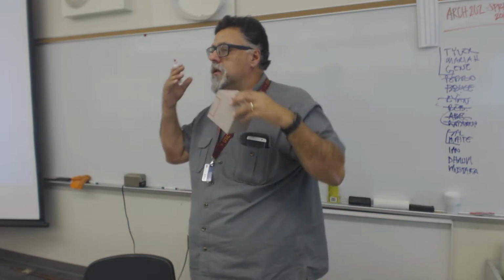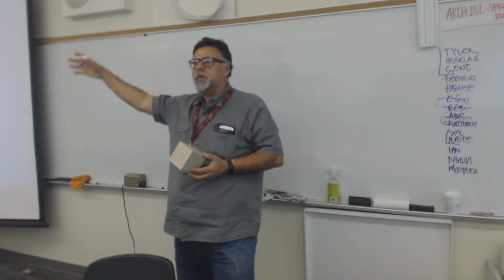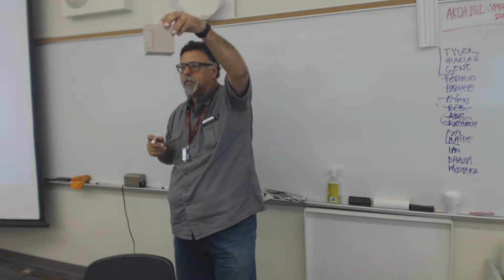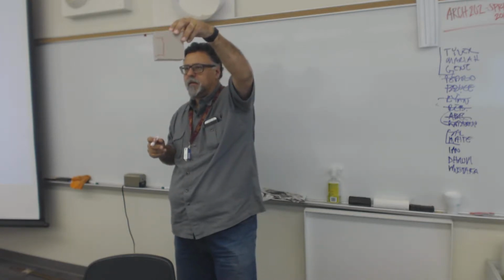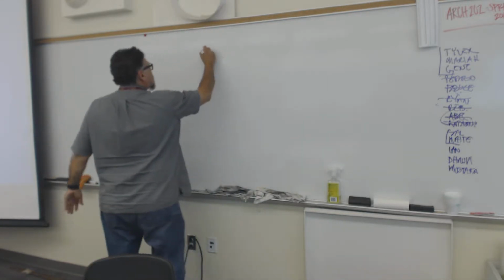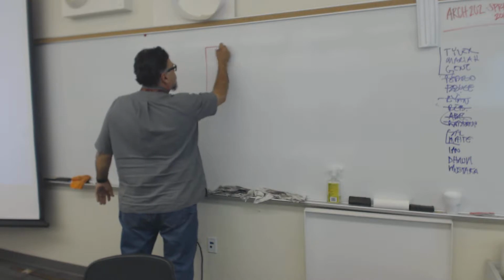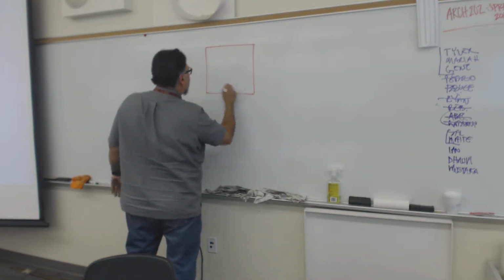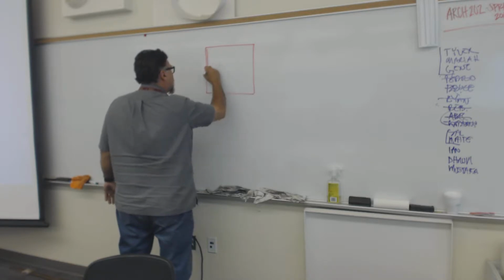Okay, what I want you guys to do is take what you've learned in 121 and try to visualize what the floor plan to this looks like. Okay, so I'm going to draw it right now. So my box is 30 feet by 30 feet, and it has 9-inch thick walls.